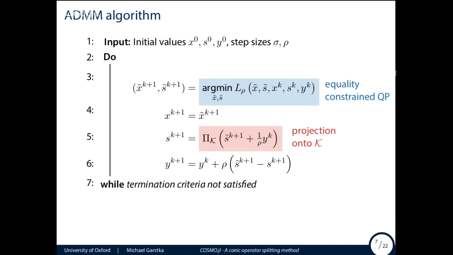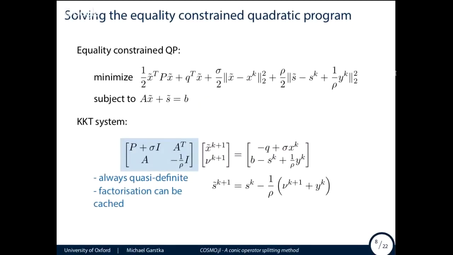And now I just want to briefly tell you how you can solve essentially the problem in the blue box and in the red box, since those are kind of the main challenging subproblems in this algorithm. So first, the equality constraint quadratic program. We can solve that analytically by just writing down the KKT conditions for that problem. And we then get just a system of linear equations that we can solve. So this is the system of linear equations here.